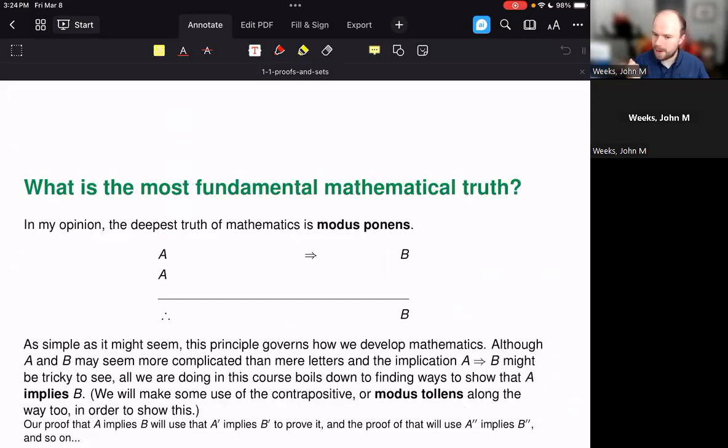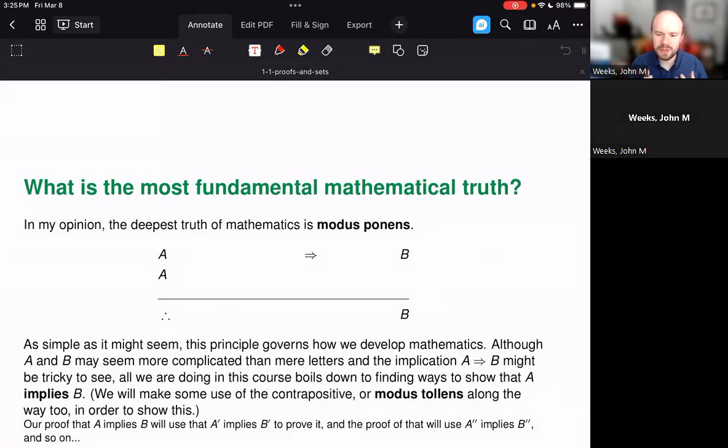Although it may seem more complicated than mere letters, much of mathematics is really just this. We are saying, okay, we are in a situation in which A implies B, and we're also in a situation in which A is true. Therefore, we're going to combine these two notions and conclude that B is true. This is one of the logical truths that governs the undergirding of everything that we will be talking about. We'll connect everything using modus ponens. We'll use this principle several times.